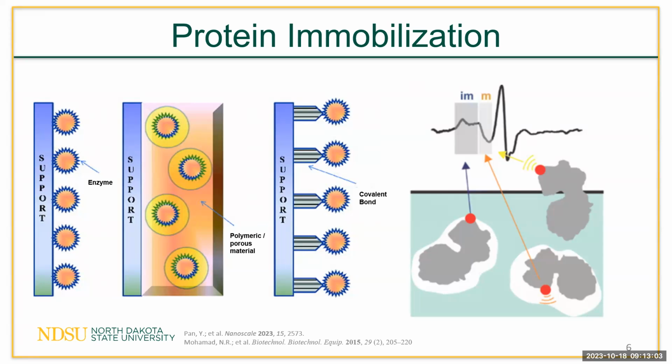And then lastly, you can actually bond the proteins directly to a support through binding to outer residues of proteins such as lysine, cysteine, aspartic acid, and glutamic acid.